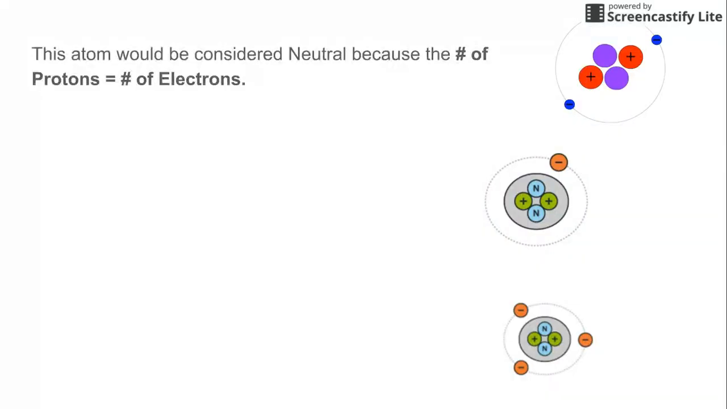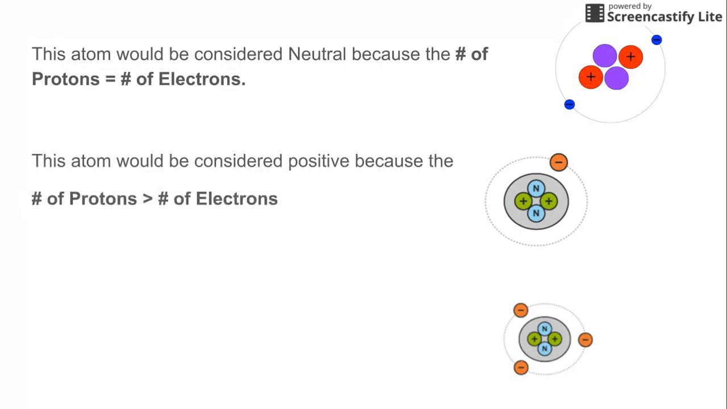So if you look at this atom over on the right, this atom would be considered neutral because the number of protons equals the number of electrons. So when there's the same number of protons and electrons, we have a balanced atom, which is considered neutral. This atom would be considered positive because the number of protons is greater than the number of electrons.